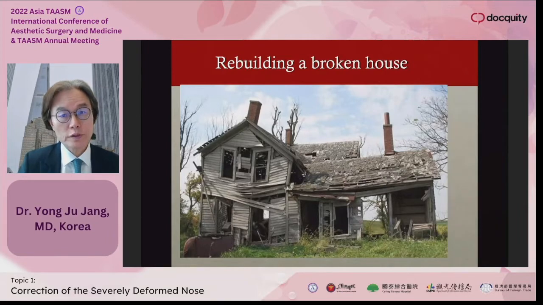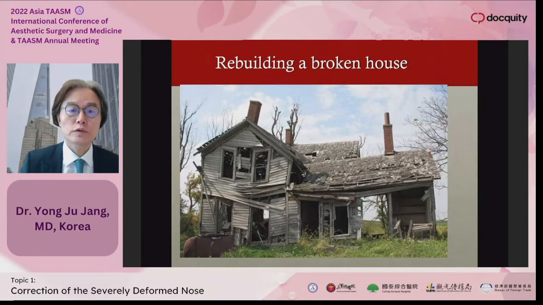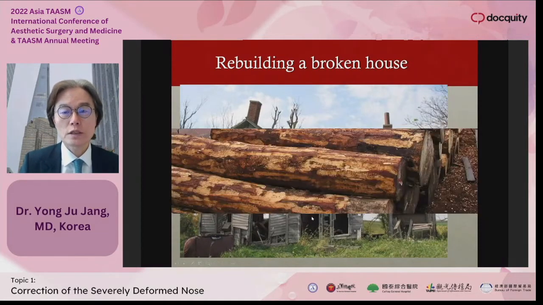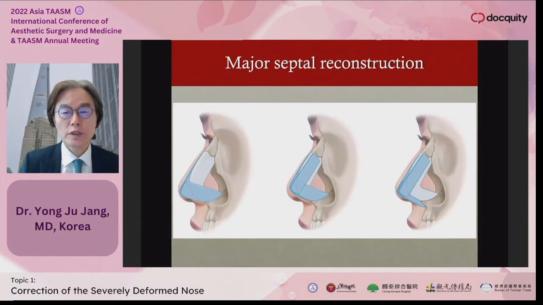Rhinoplasty for this deformed nose is quite like rebuilding a broken house. So in order to rebuild a broken house, what we have to do first is rebuilding a strong pillar with strong timber. For me, it's costal cartilage in most cases. So rebuilding a pillar is a major septal reconstruction.